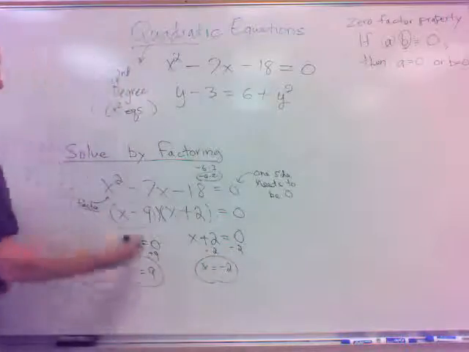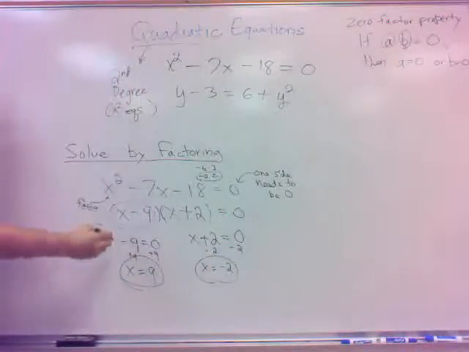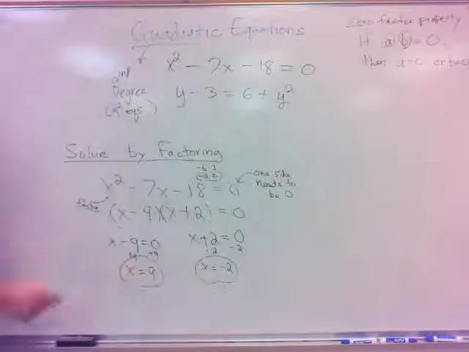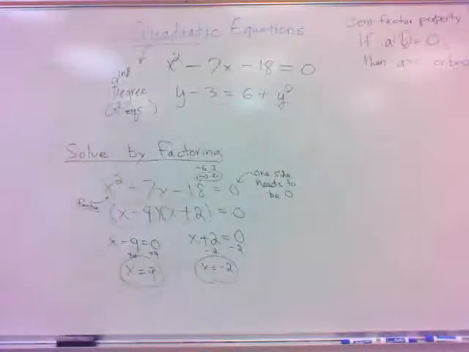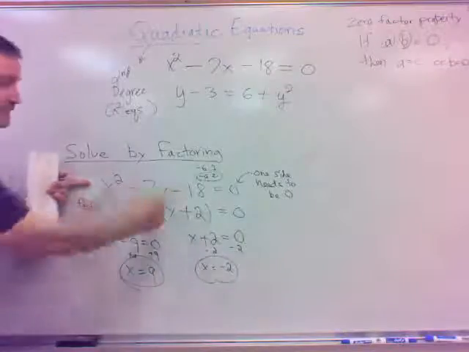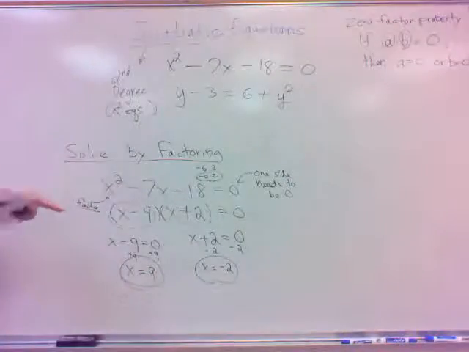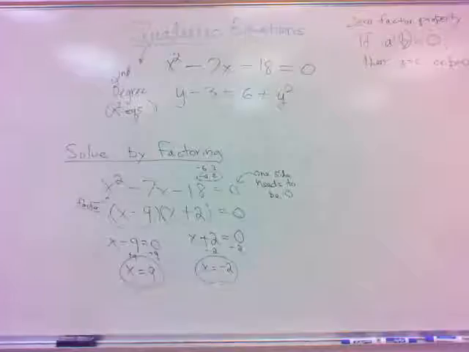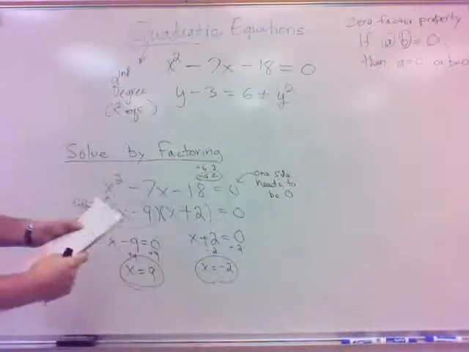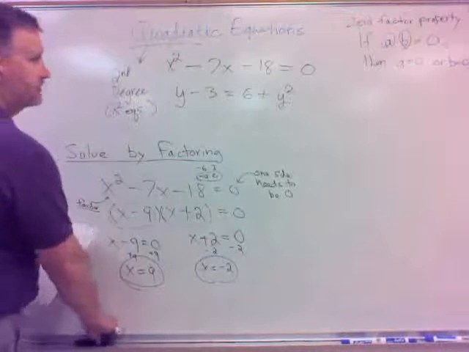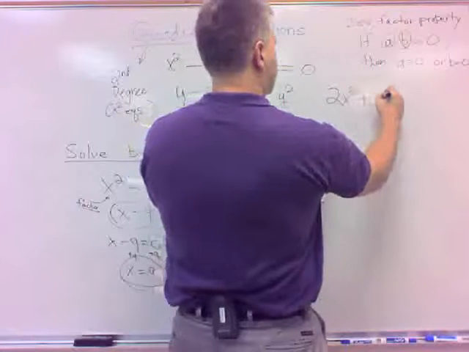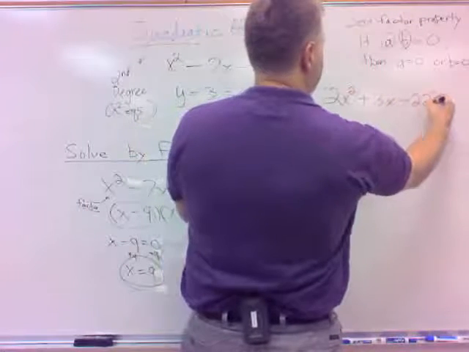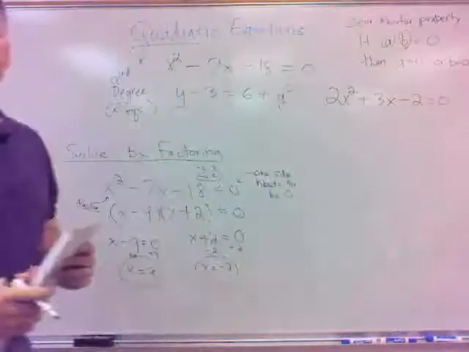There's my solution. Turns out this quadratic equation has two answers. In other words, x could be 9 or it could be negative 2. And in both cases it works out this stuff equals 0, whether you plug in 9 or negative 2. Okay? So that's solved by factoring. Okay? Try another one of those on here for size. All right, what about 2x squared plus 3x minus 2? That equals 0.